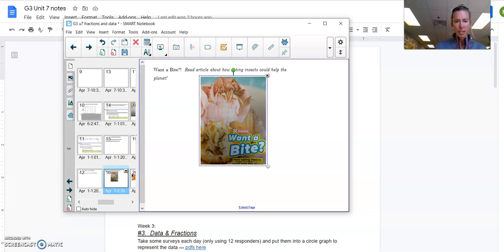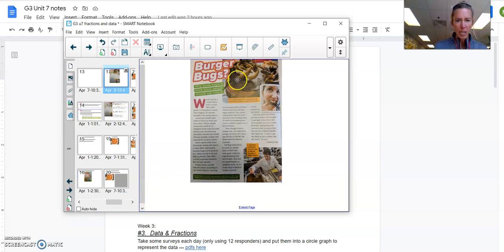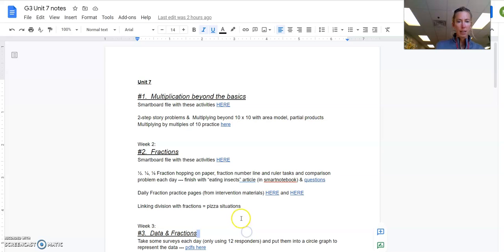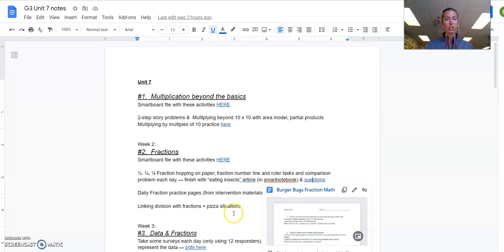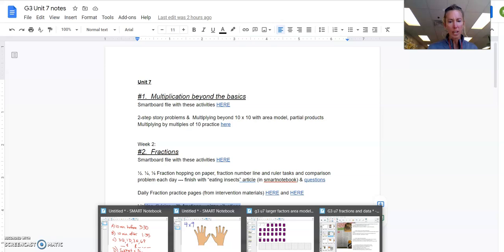We used this before, but it's mealworms, saying, want a bite of mealworms? Yeah, a burger made out of mealworms. So we read this cool, gross article, and then we do some math with it. Okay, so I took that article and I made the questions right here for it. So they're more nicely laid out. Working fractions with insects. And then we finish the fraction stuff with pizza situations.